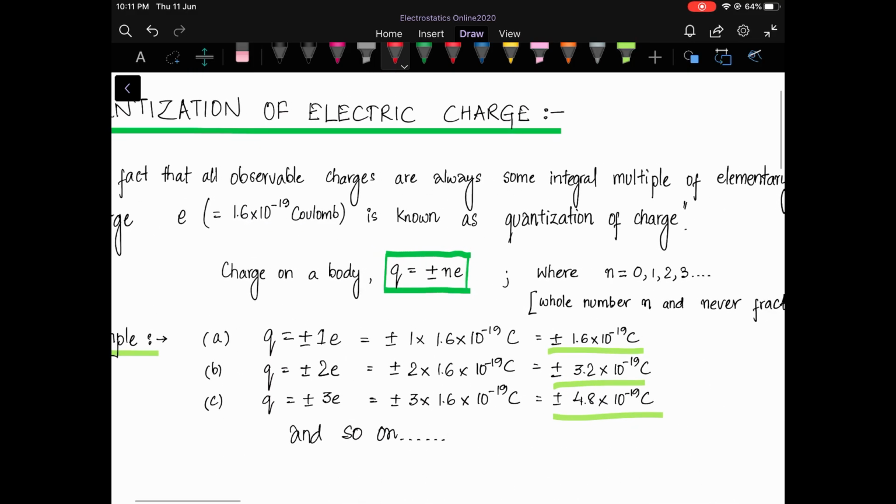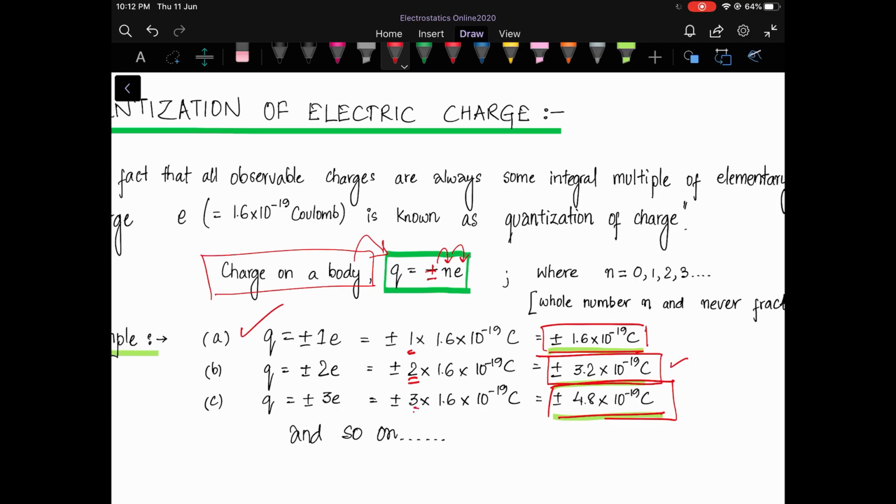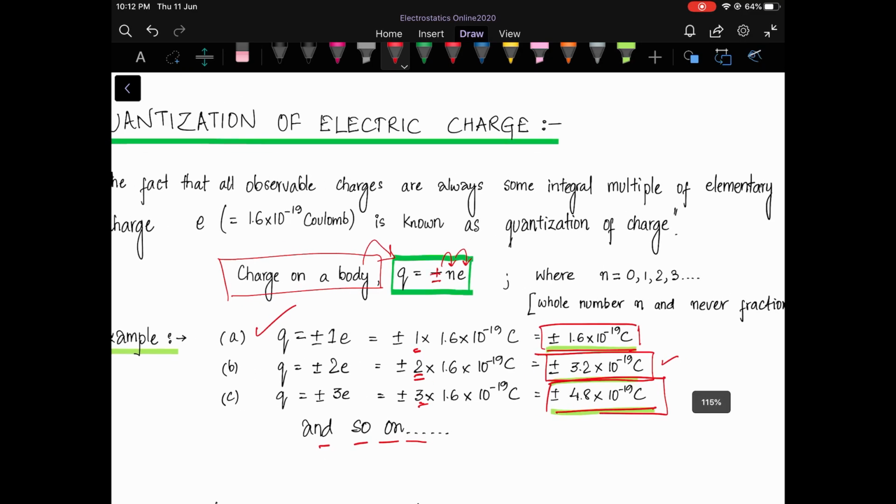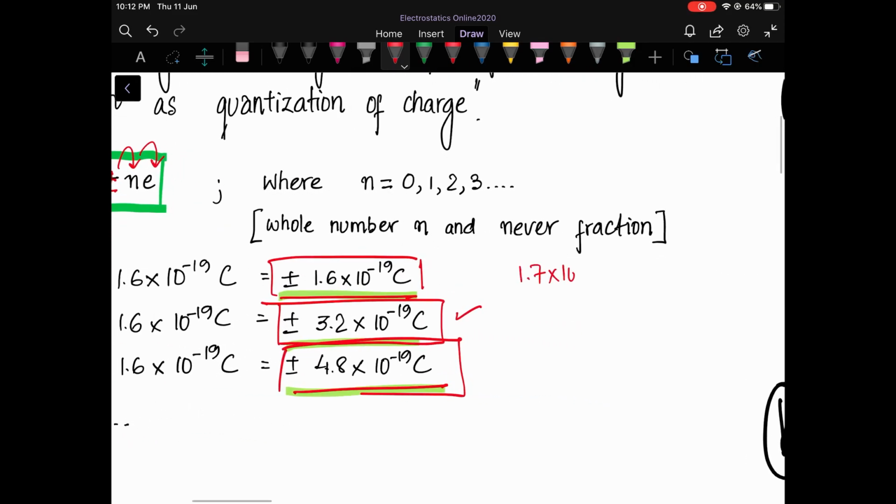So here you can see we have written that the charge on a body should always be equal to plus or minus, depending on losing or gaining electrons, n times, which is the number of electrons, times e, which is the charge on each electron or proton. So here we have the possibility of the value of charge being 1.6 after losing or gaining 1 electron. The next possibility is plus 3.2 into 10 to the power minus 19 after losing or gaining 2 electrons. And finally we have a charge of 4.8 after losing or gaining 3 electrons, and so on. What we cannot expect is a charge of 1.7 into 10 to the power minus 19 coulombs, or 3.3 into 10 to the power minus 19 coulombs, or 4.5 into 10 to the power minus 19 coulombs.